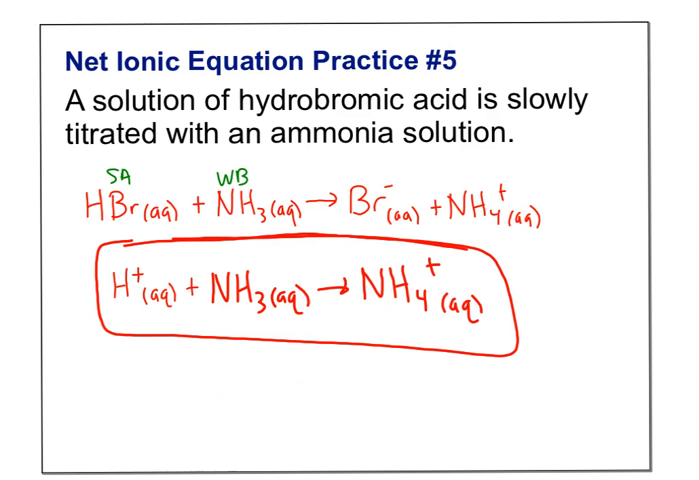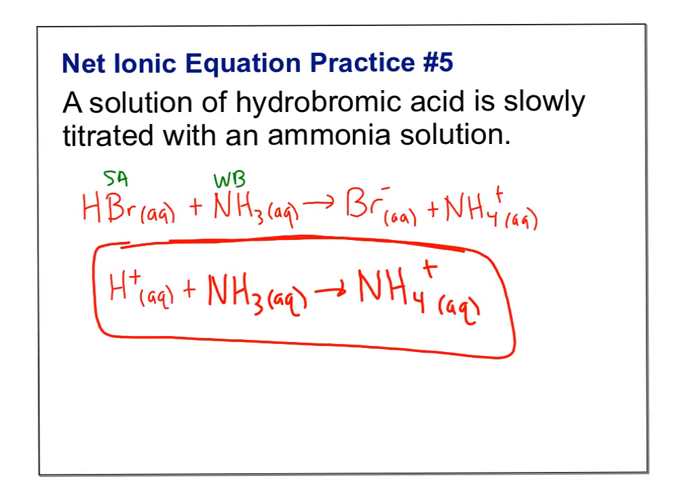Here's kind of a weird one. We have a strong acid with a weak base. So we can break apart the strong acid, not the weak base. What do acids do? They give H pluses. So we are going to be left with just Br minus, and then this ammonia becomes NH4 plus, right? When it gains a hydrogen, it gets a plus charge. So we have H plus plus NH3 makes NH4 plus. Those Brs are able to cancel because the strong acid broke up.